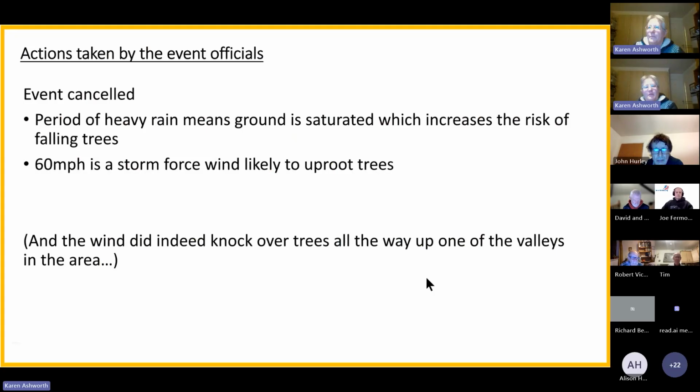So the period of heavy rain meant the ground was already saturated. That increases the risk of falling trees. 60 miles an hour is definitely a storm force wind, likely to uproot trees. And we were entirely right to cancel. The wind actually really did knock over trees all the way up one of the valleys in that area overnight.